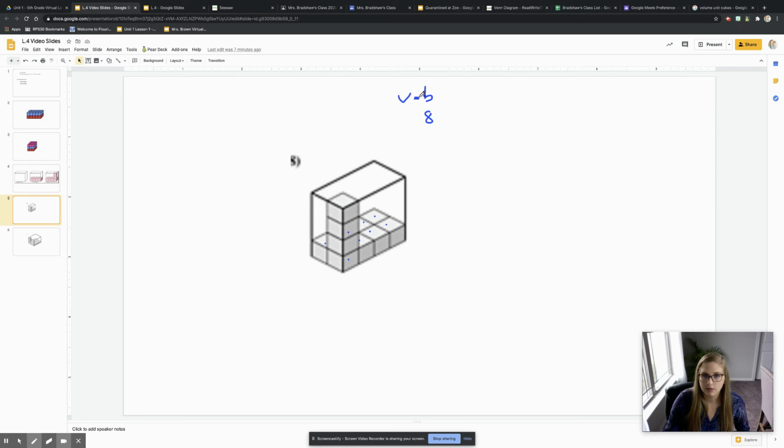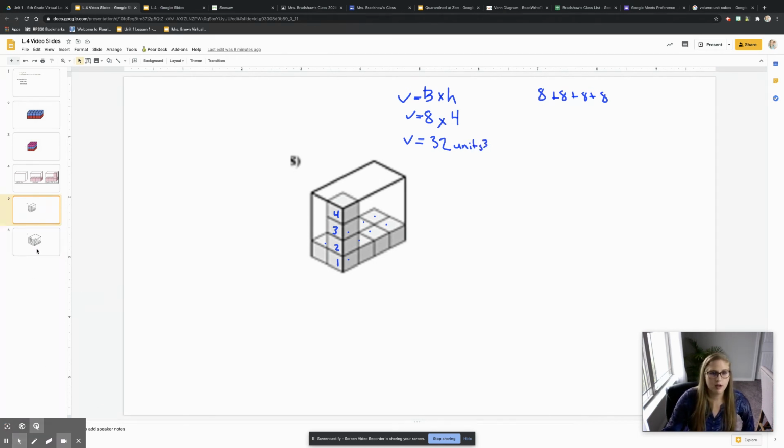So volume equals base of 8 times my height. My height is 1, 2, 3, 4. 8 times 4. And you can do that again. That's saying the same thing as 8 plus 8 plus 8 plus 8. And so I would add all those together. Or if I know my math facts, I know 8 times 4 is 32. So the volume of this box, if someone asked me how many cubes I'd need to fill it, would be 32 units cubed.